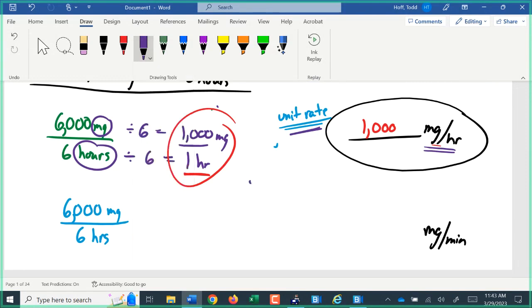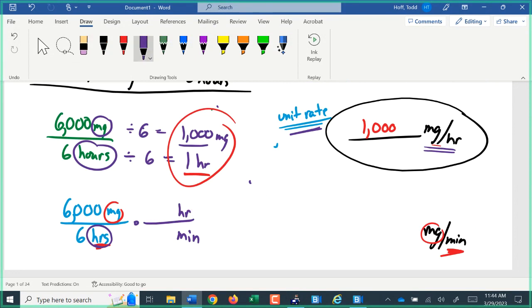So we still want the milligrams. The milligrams as our main unit is still acceptable. So we're going to keep the milligrams. It's just the hours have to be changed into minutes. So we need to get rid of the hours. Since hours are on bottom here, we're going to put hours on top over here. And we're going to minutes, so put minutes on bottom.